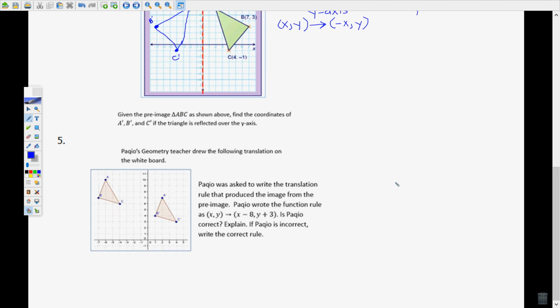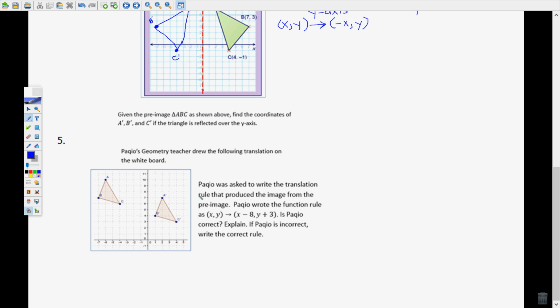Number 5. Pacquiao's geometry teacher drew the following translation on the whiteboard. Pacquiao was asked to write the translation rule that produced the image from the pre-image. Pacquiao wrote this function rule: (x, y) translates to (x minus 8, y plus 3). Is Pacquiao correct? Explain. If Pacquiao is incorrect, write the correct rule.